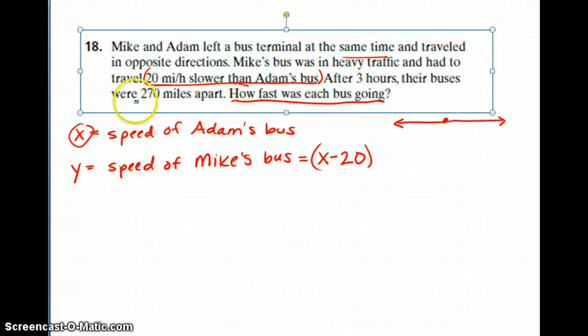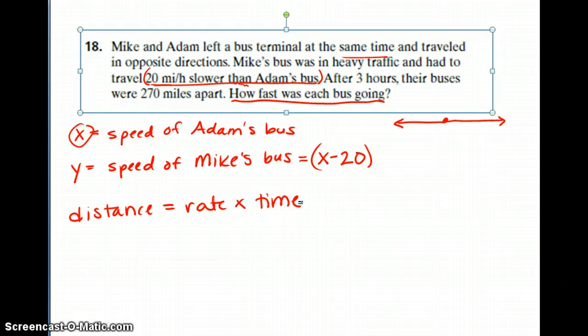Now it's giving us a distance, and what we need to remember is that distance equals rate times time. Now in every problem there's going to be some sort of concept that you have to remember or understand. For example, we talked a lot about perimeter in class, so that was a concept that you had to know what to do. In this, when they give you a distance, you have to remember that distance equals rate times time. And they're telling you the total distance traveled is 270 miles.